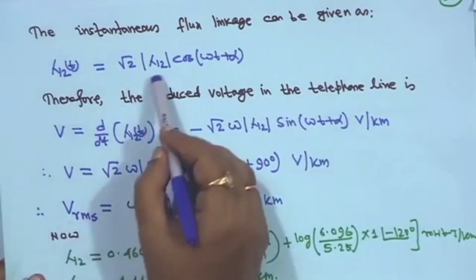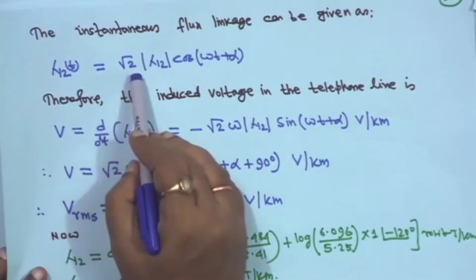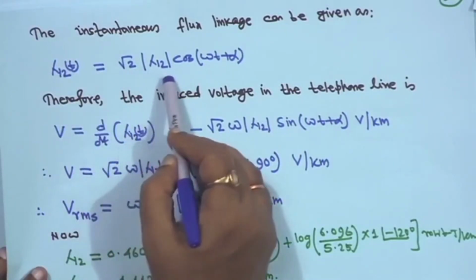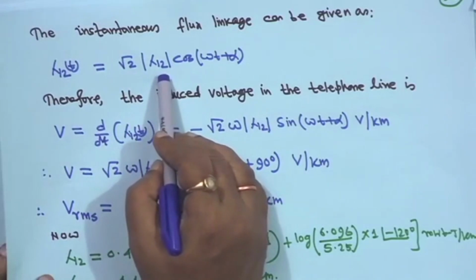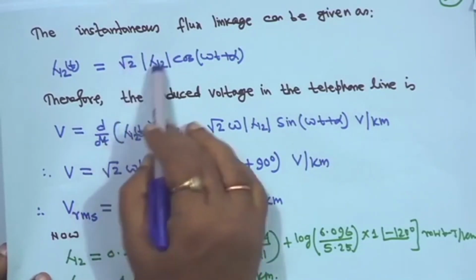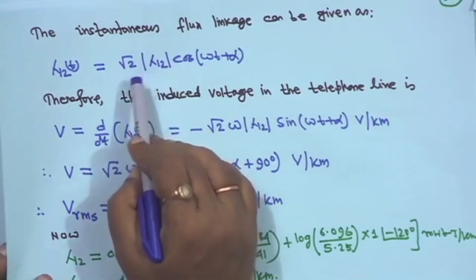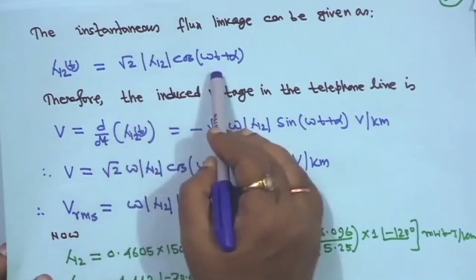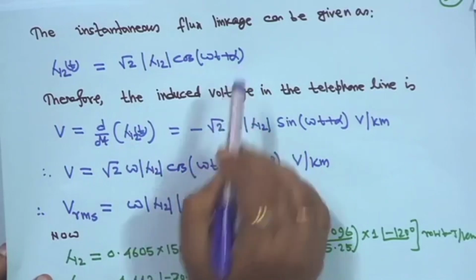So, lambda 1 2 of t is equal to root 2 lambda 1 2, because we are assuming that whatever magnitude lambda 1 2 comes out to be is the RMS value. Therefore, multiplying by root 2 gives the peak value, that is why it is multiplied by root 2, cosine omega t plus alpha. This way you take it.